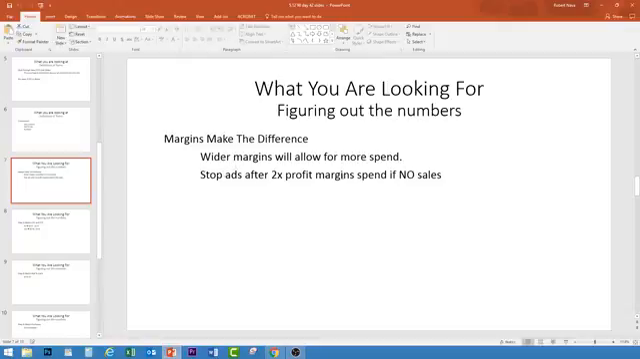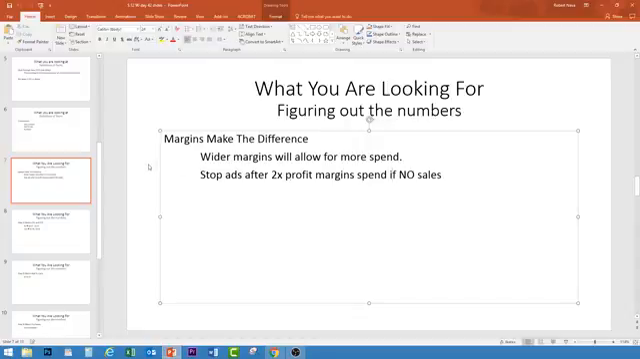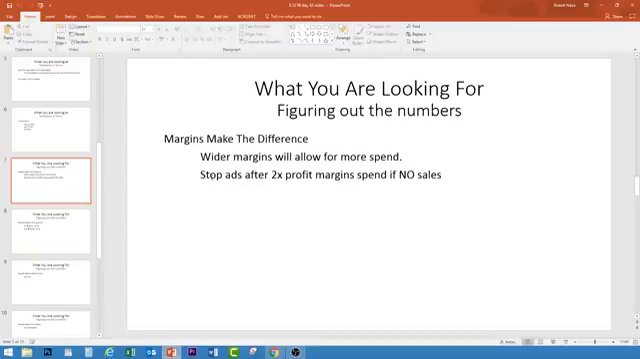However, if you spend 2 times your profit margin and you're not getting any sales, okay, there's something wrong with that particular ad set, right? You might want to check out some of your other ad sets or other campaigns, or move on to a new product. But if you're spending 2 times your profit margins, you typically can't fix that. Okay, so you're just going to be wasting money. Now, if you're getting sales, then that's a different story. We're just talking about when to turn off your ads at this point.